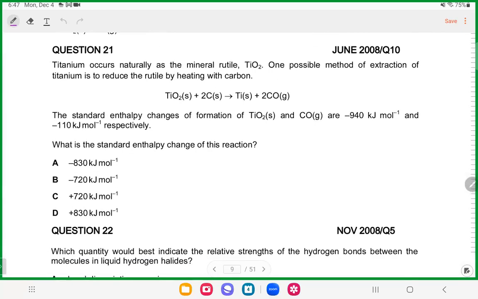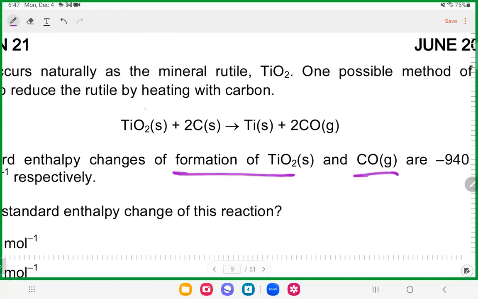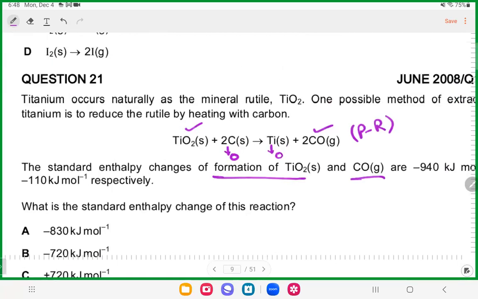You can see this question. The enthalpy change of formation of TiO2 is given and carbon monoxide is given. Means this is the equation, and the enthalpy change of formation of this and this is given, and they're asking about the enthalpy change of a reaction. So formation का data given है, तो product minus reactant, and these values are these elements है ना? Formation of element is 0.